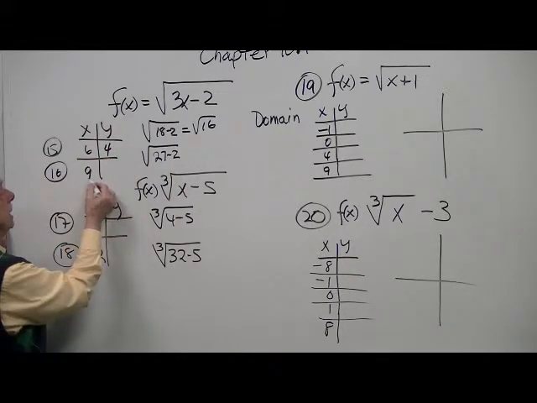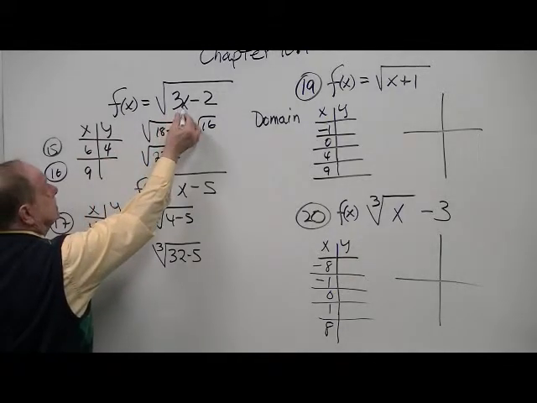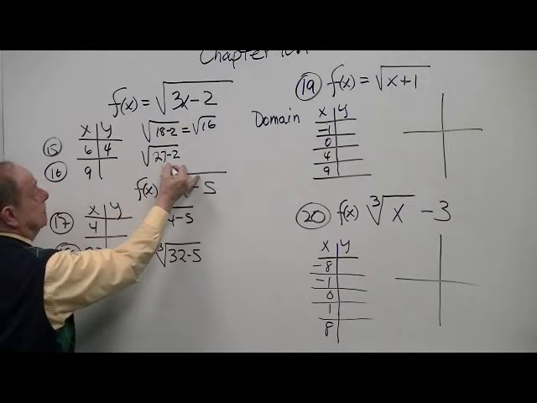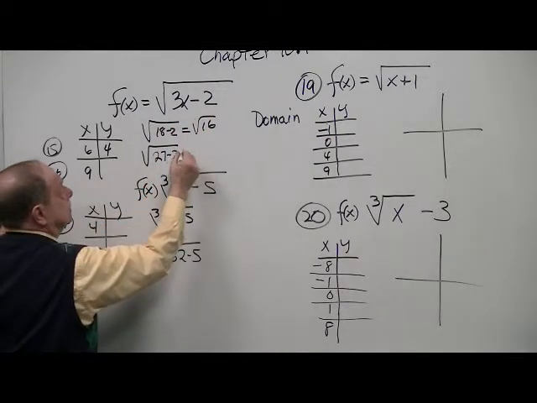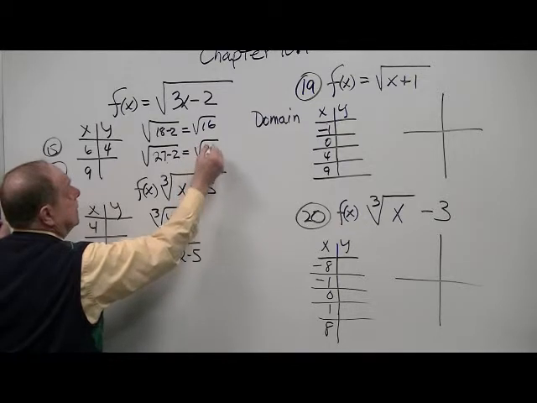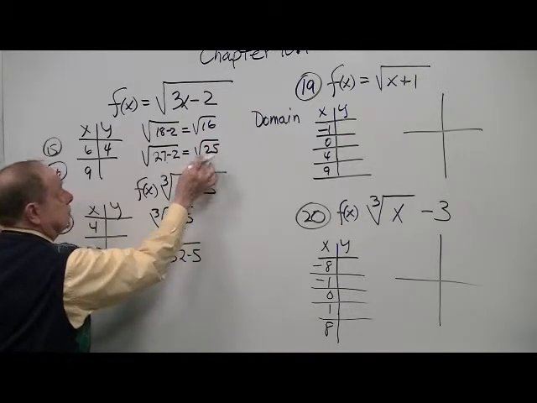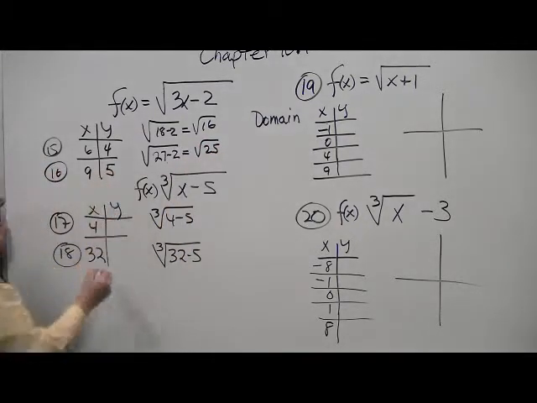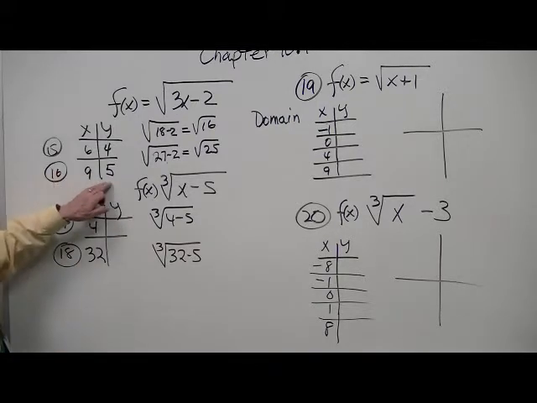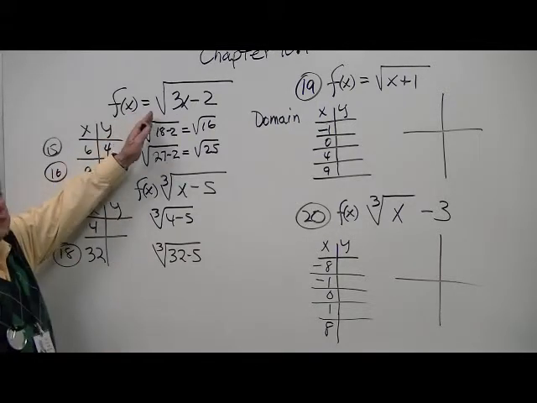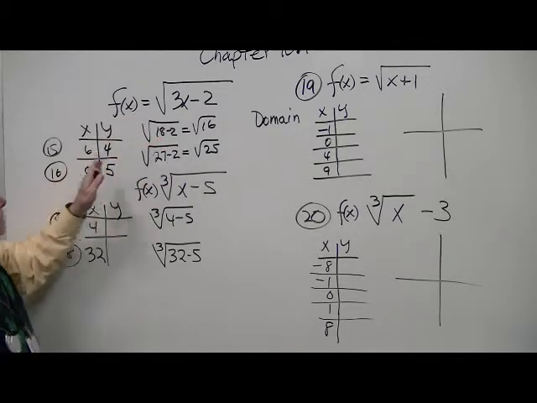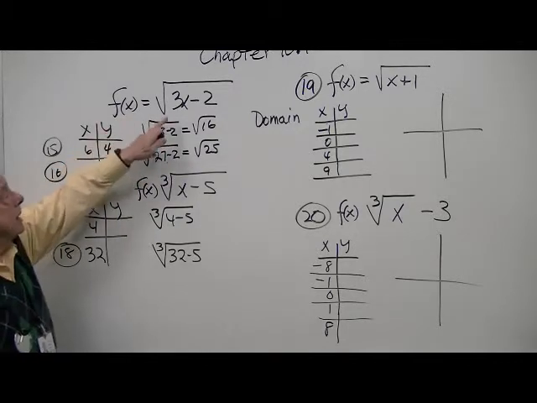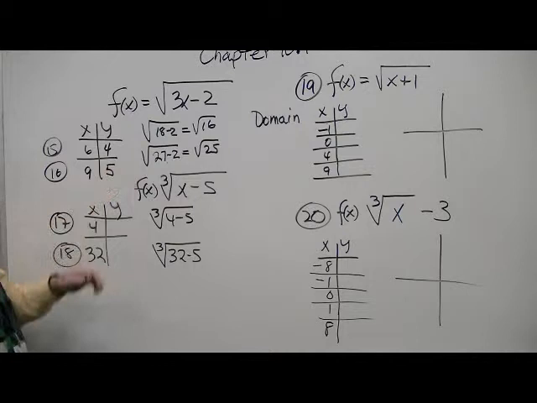Then we put in a 9. 3 times 9 is 27. Minus 2 gives you the square root of 25. The square root of 25 is 5. So these are the answers. You use this function notation, insert the value for x where x is, and that's that.